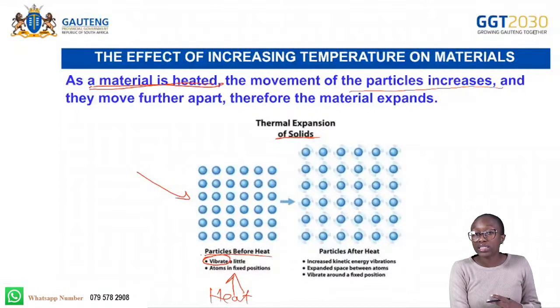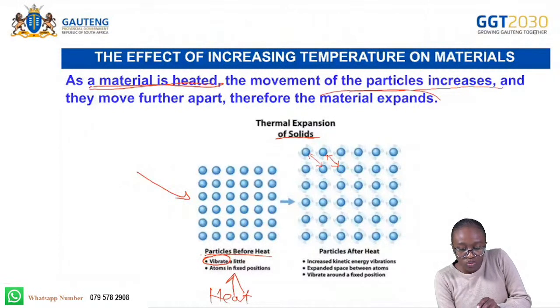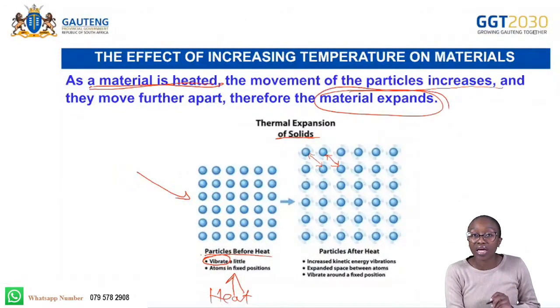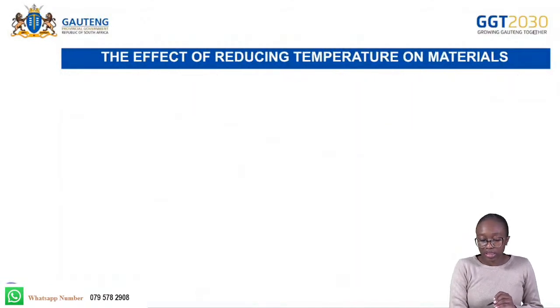They have more kinetic energy because of the heat that has been added. They start vibrating more and more. As they vibrate more around that fixed position, the spaces between them increase. This is when the material would have expanded. So this is what happens if you heat a material and it doesn't change its state, or what happens before the point at which that particular material changes its state.